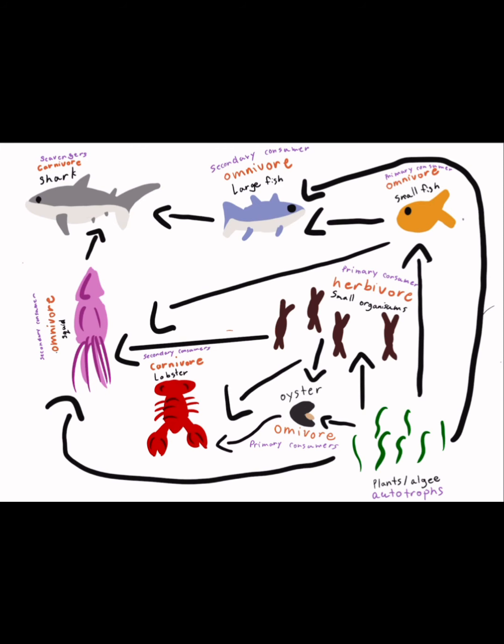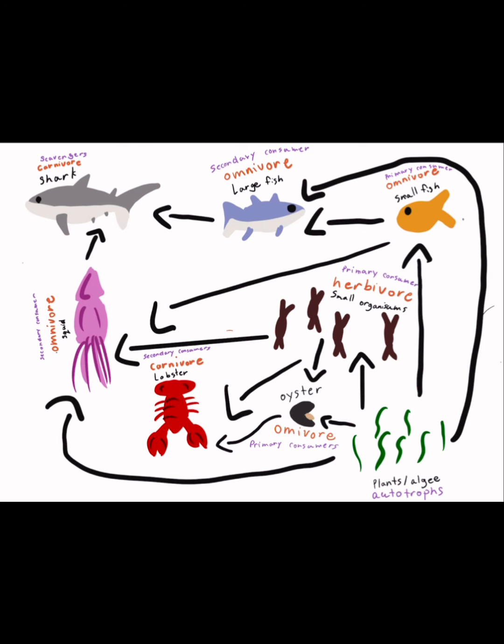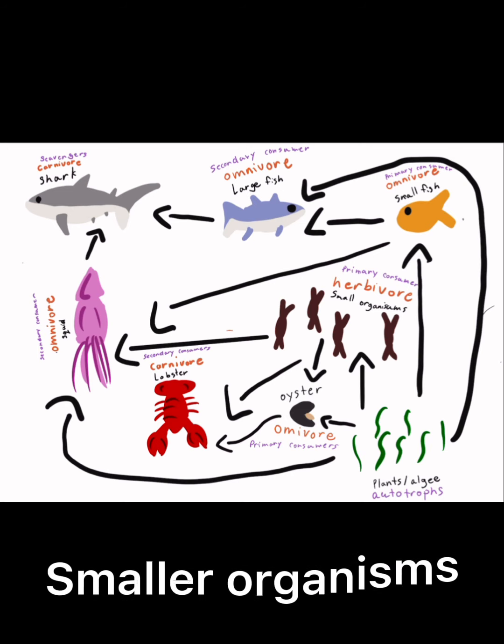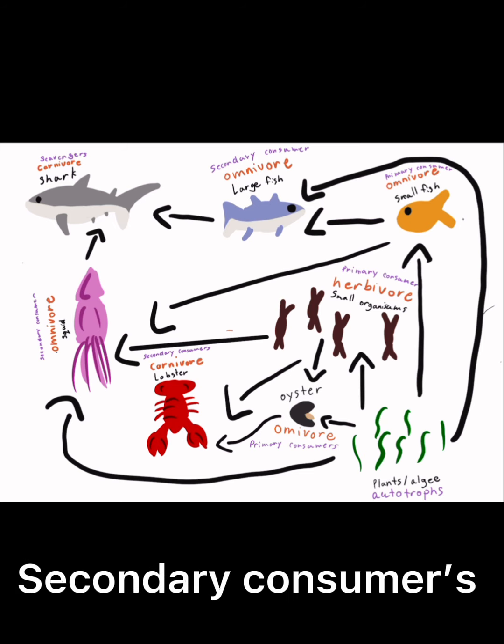And now squid. Squids are omnivores and are also secondary consumers. And squids eat small organisms, plants/algae, and then smaller fish. And then for smaller organisms, they are herbivores as well as being primary consumers, and they only eat plants and algae.